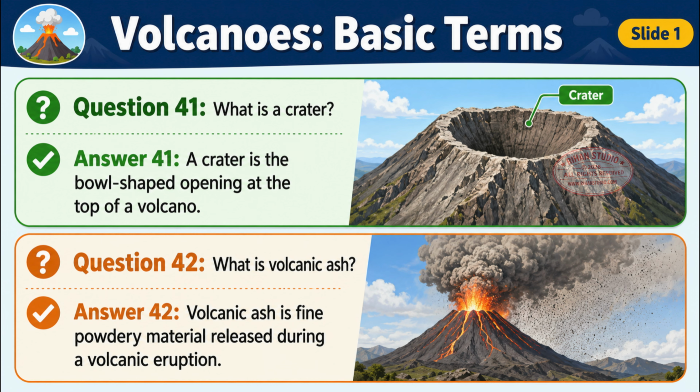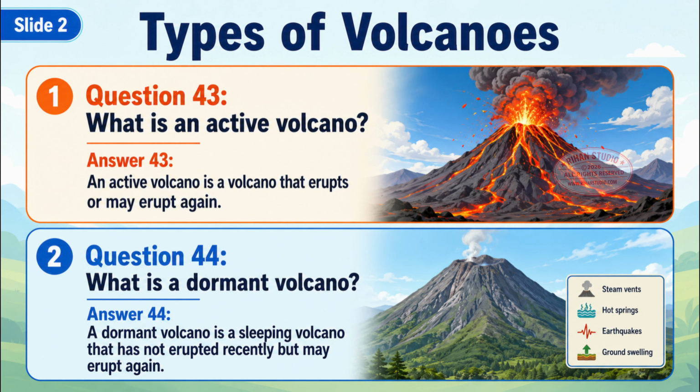Question 42. What is volcanic ash? Answer 42. Volcanic ash is fine, powdery material released during a volcanic eruption. Question 43. What is an active volcano? Answer 43. An active volcano is a volcano that is erupting or may erupt again.